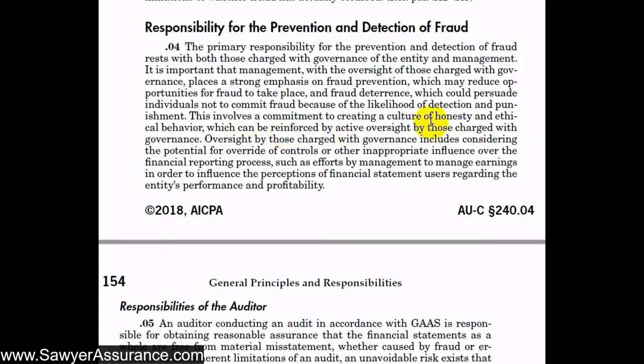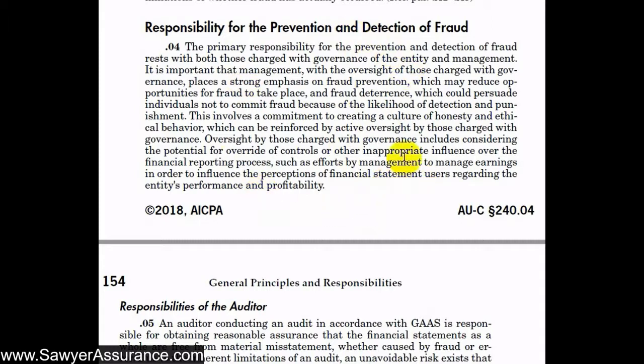Those charged with governance and management should also look out for ways that controls can be overridden or inappropriate influence can be placed on the financial reporting process, which would give management the opportunity to manage their earnings or deceive the users of the financial statements regarding the company's performance and profitability. So those charged with governance have a big responsibility to set policies in place to prevent and detect fraud, and to set a tone at the top that fraud will not be acceptable in the company.